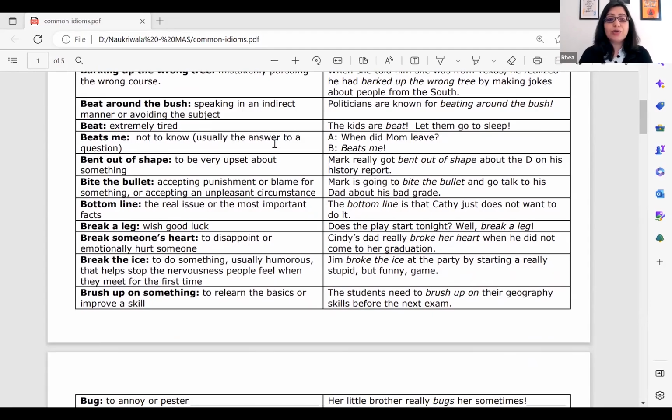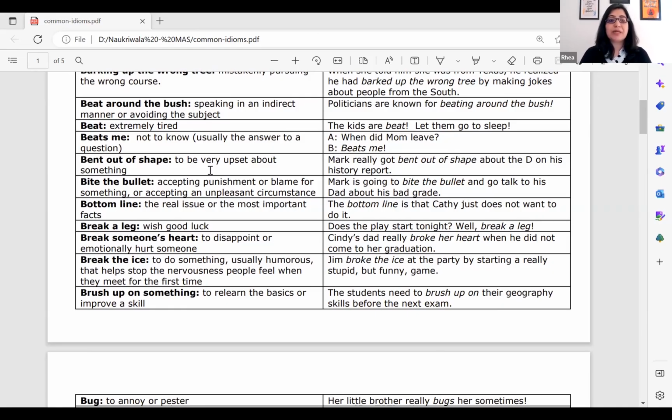Beats me, not to know, usually the answer to a question. So let's say, Mom, did he leave? I do not know. So instead of saying I do not know, beats me, you can say this. In India, we don't use this pretty often, but yes, in the American culture, you will see these idioms being used pretty often. Bent out of shape.